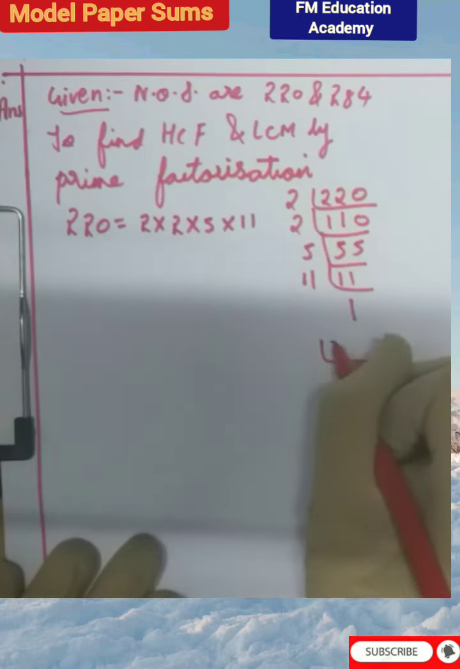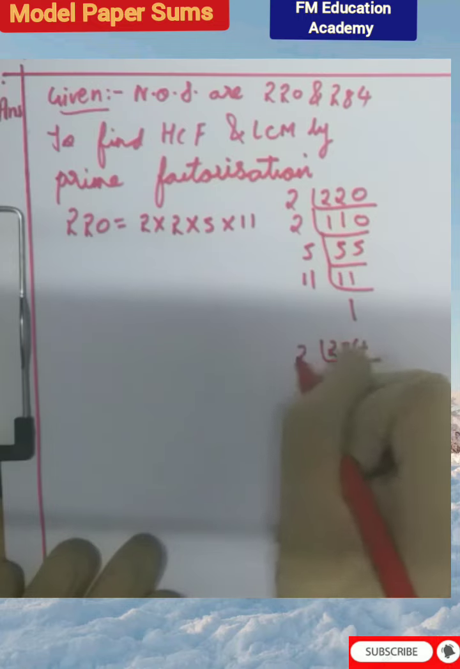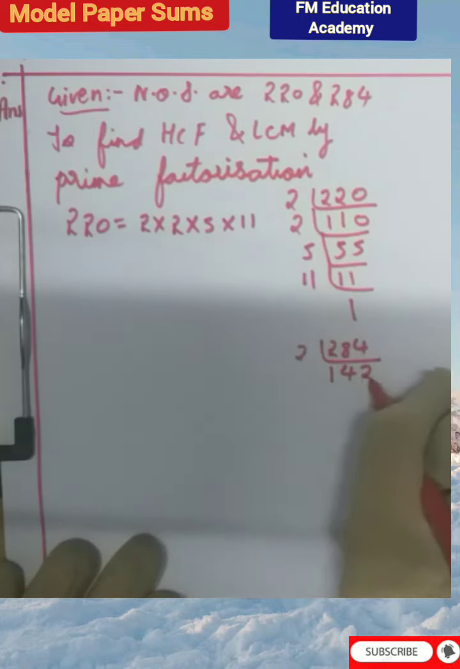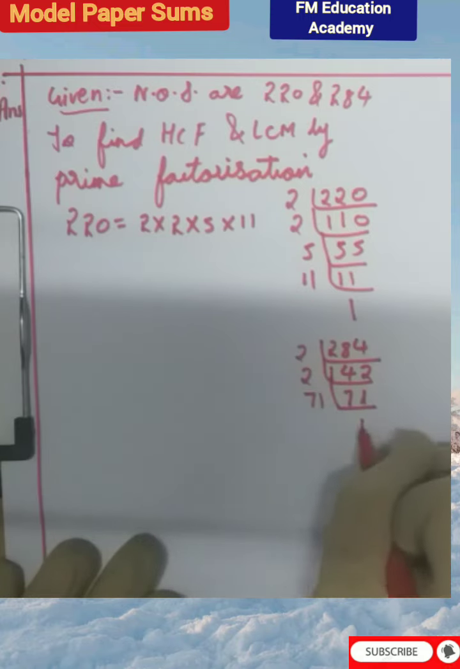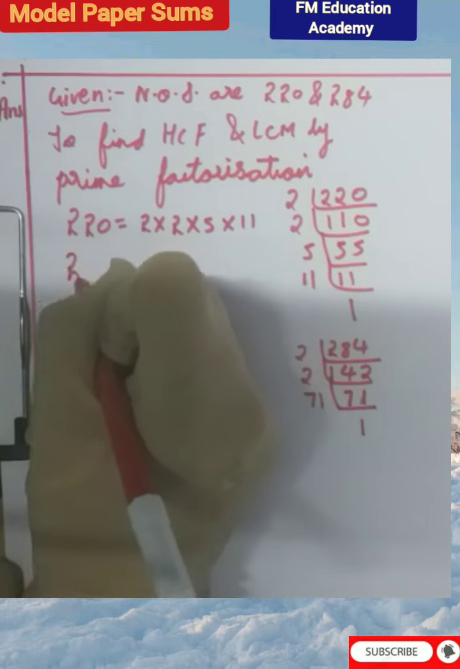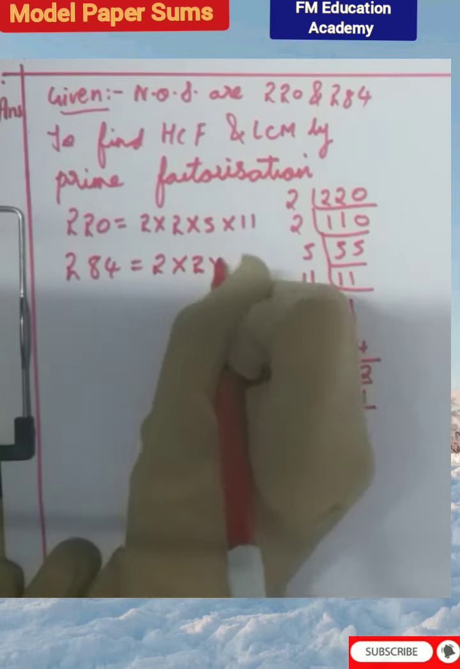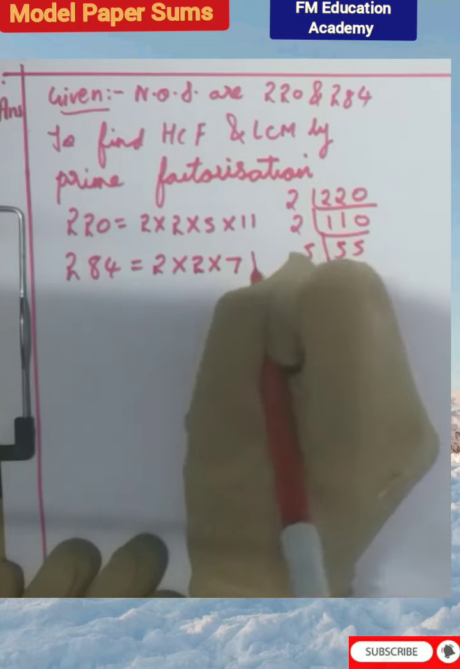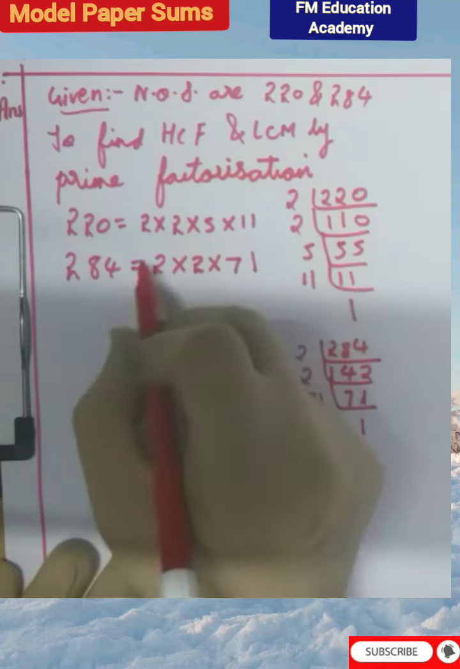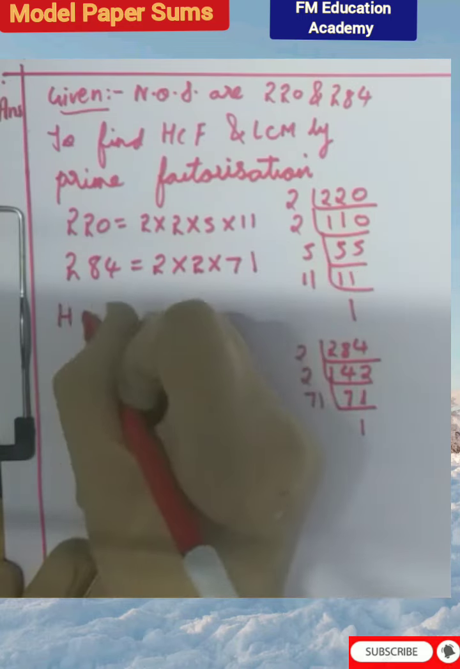Now find out the prime factorization of 284. 2 1s are 2, 2 2s are 4, 2 7s are 14, 2 1s are 2. Now 71 is a prime number, so 71 1s are 71. So 284 can be written as 2 into 2 into 71. Now we have written the prime factors of both the numbers. Now we will find out the HCF and LCM.